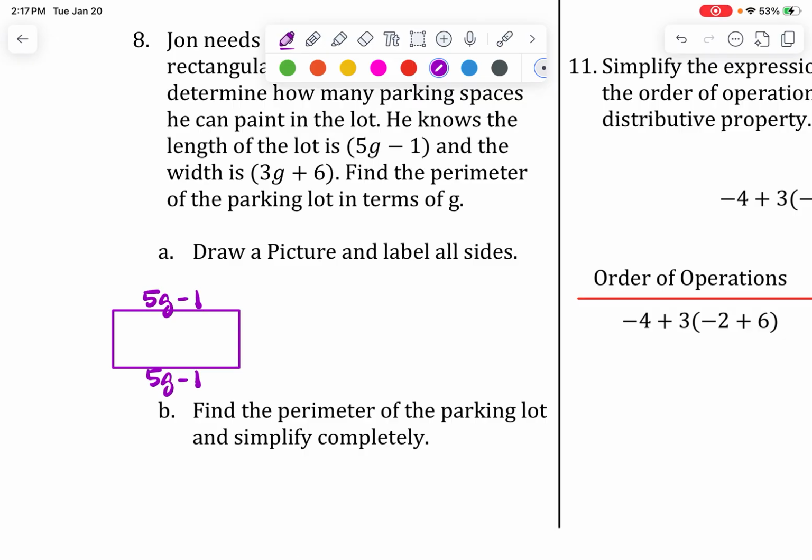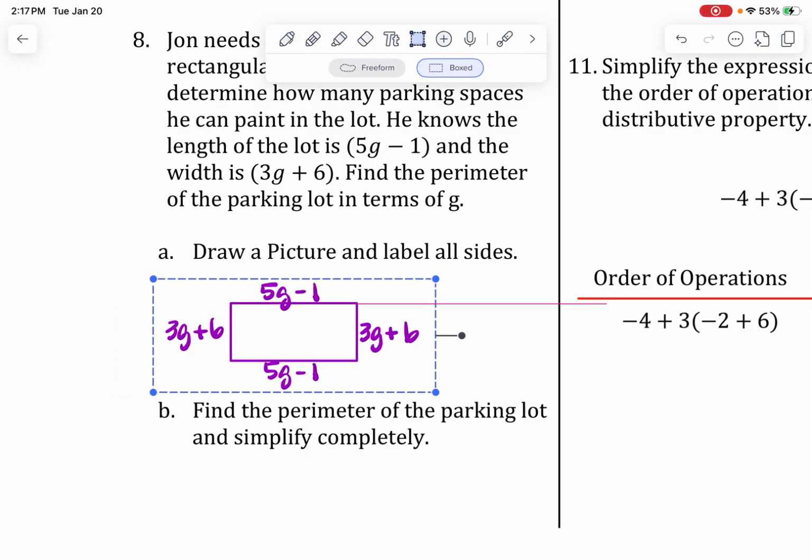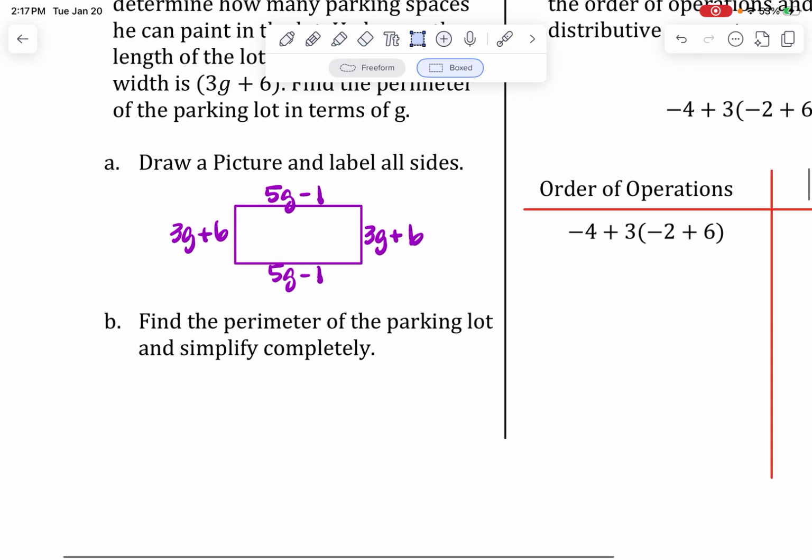So just label 2 of your sides 5g minus 1, because of course every rectangle has 2 lengths, and every rectangle also has 2 widths, which this problem is telling me is 3g plus 6. So I'm going to label that. So all 4 sides of my rectangle are labeled. I'm going to scooch this over here. Then it says to find the perimeter of the parking lot.